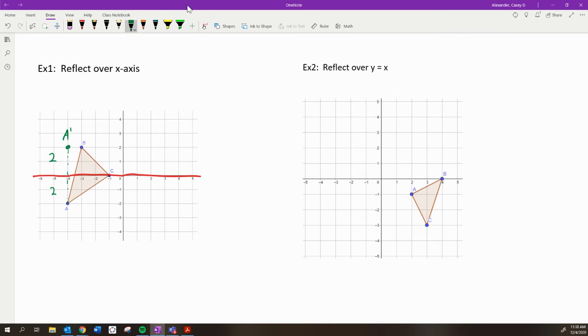B is 2 units up, right? So the new B would just be down here at 2 units down. There's B prime. And point C is the really special one. It's sitting on the line of reflection. It's already on the line of reflection. It is not any number of units away. It's 0 units away. So if that's the case, you can just leave it where it is, and that's the new C prime. And then you can connect the 3 dots, and then you've got your reflected triangle.